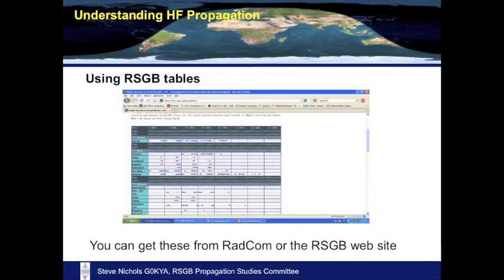Now, if you're not particularly interested in computers, don't worry, because RADCOM has some tables that are produced by Gwyn G4FKH every single month, and that will give you a probability figure of 0 to 9 on whether you'll be able to work a station in any part of the world at any particular hour of that month. So they're available in RADCOM every month or on the RSGB website.